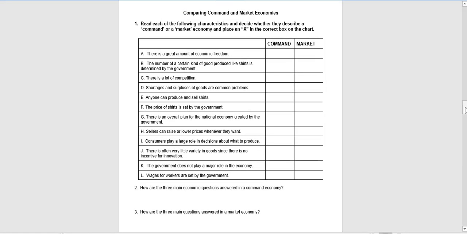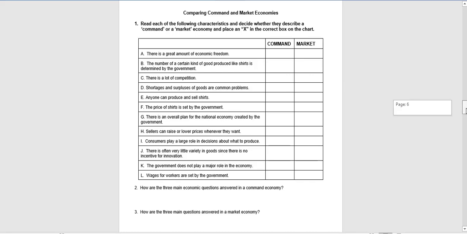Okay, so your first activity here is on the next sheet in your handout titled Comparing Command and Market Economies. If you don't have a copy of the handout, just write down letters A through L on a blank piece of paper, and next to each letter, write command or market. So the directions here: read each of the following characteristics and decide whether they describe a command or a market economy, and place an X in the correct box on the chart. Okay, so again, for letter A, there's a great amount of economic freedom. Is that an example of command or market? Put an X in that box.